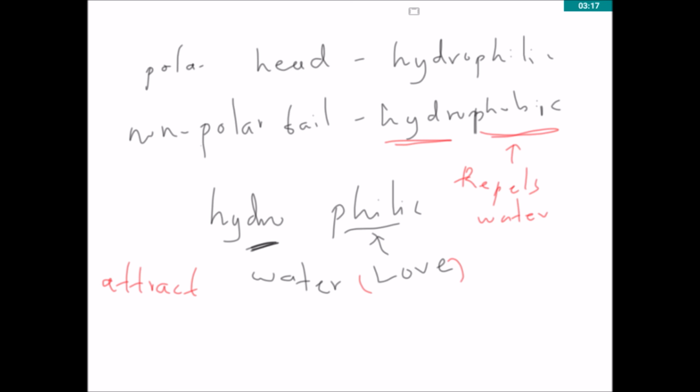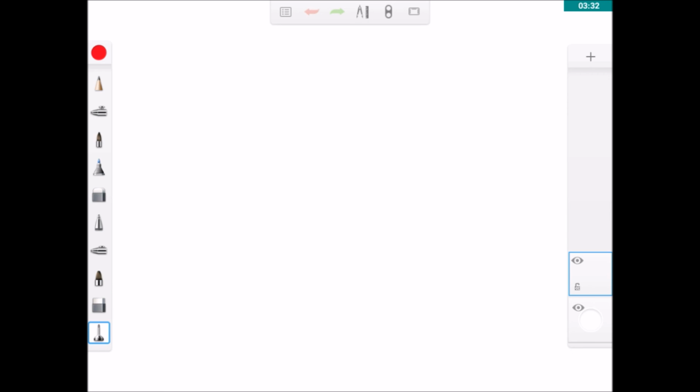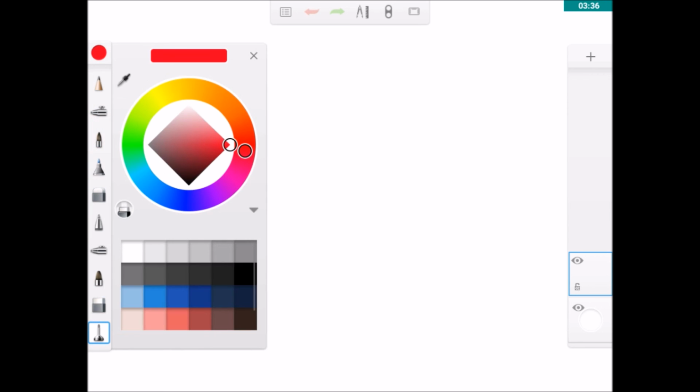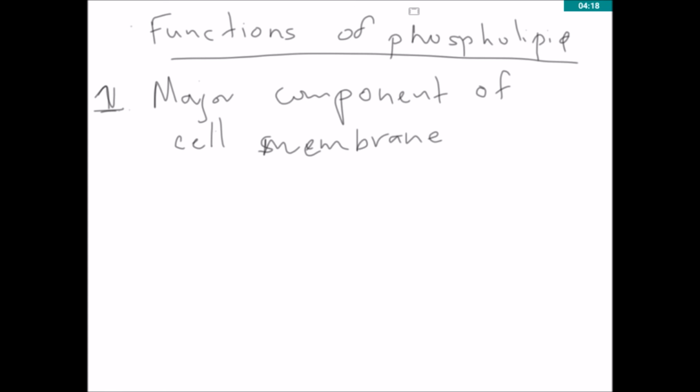Right, so now let's see what the functions of phospholipids are. They are the major component of the cell membrane. Function: major component of the cell membrane or cell surface membrane. I'll write cell membrane because it's in all the membranes. So what characteristics of this phospholipid molecule allow this function? You have a polar head and a non-polar tail.